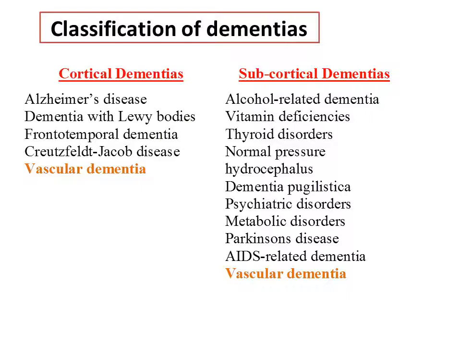abnormal speech and behavior. However, subcortical dementias include alcohol-related dementia, vitamin deficiency, thyroid disease, normal pressure hydrocephalus, dementia pugilistica, which is a traumatic dementia, psychiatric disorder, metabolic disorder, Parkinson's disease, AIDS-related dementia, and also vascular dementia. Clinically, subcortical features include slowness of thinking, apathy, and extrapyramidal motor findings.